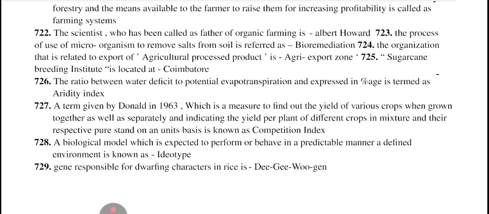Biological model which is expected to perform or behave in a predictable manner is idiotype. Gene responsible for dwarfing character in rice is the DGWG gene.